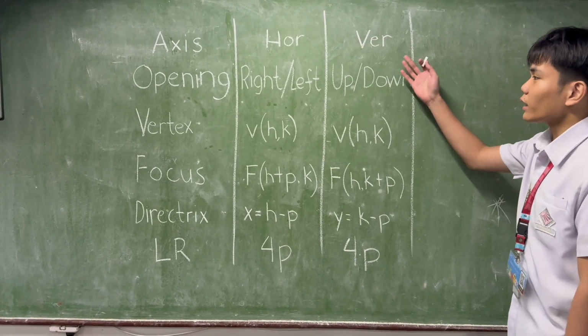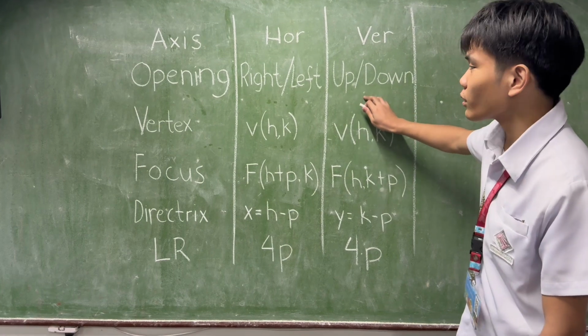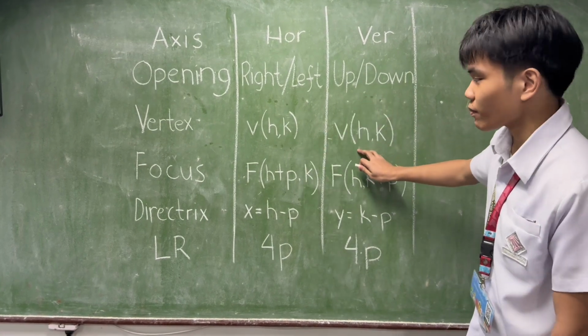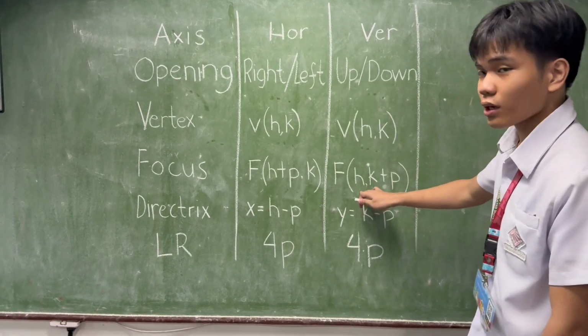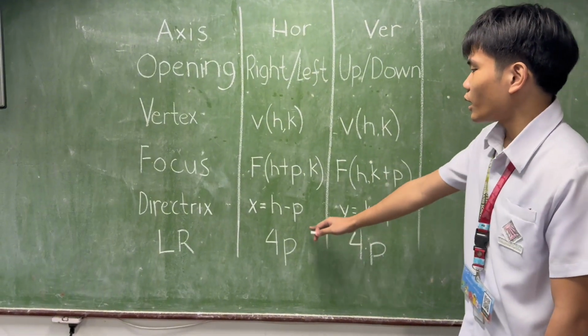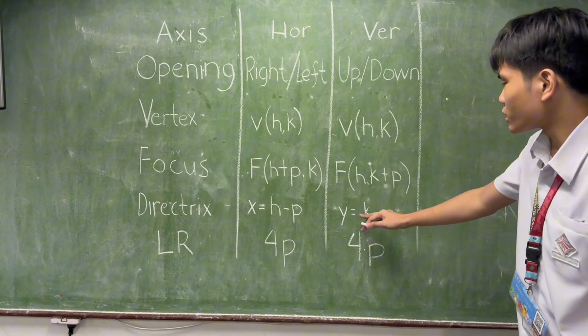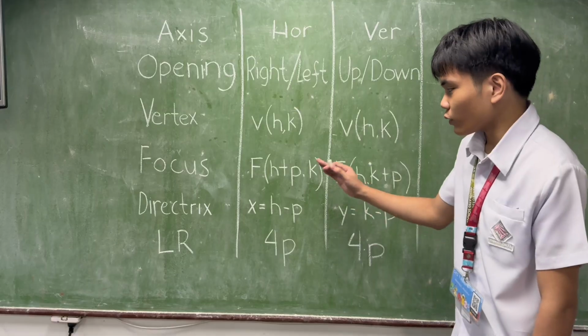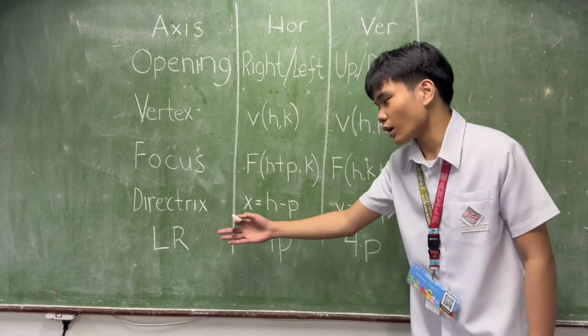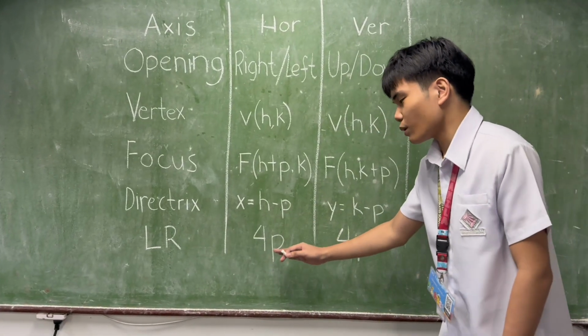Moving on to the vertical axis, the opening should be up-down. The vertex should be (h, k). The focus should be (h, k plus p). The directrix should be y equals k minus p. For the last one, the latus rectum, or LR, should be equal to 4p.